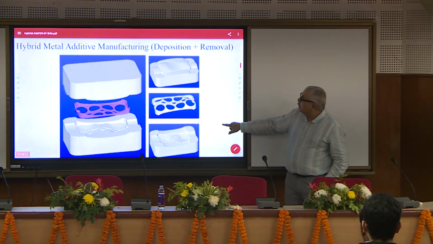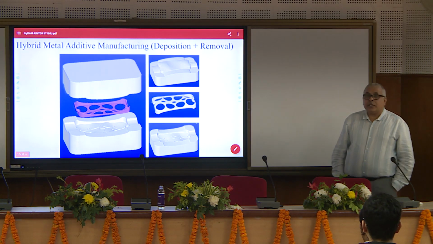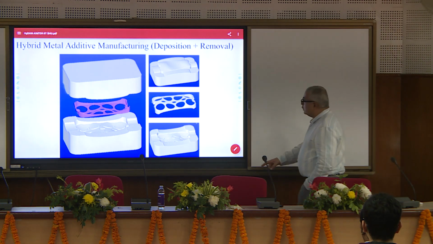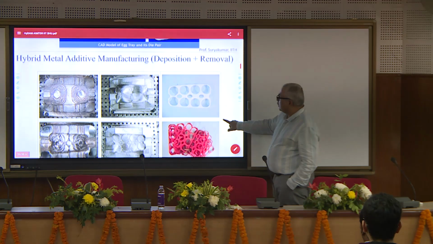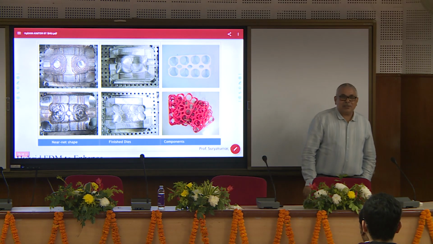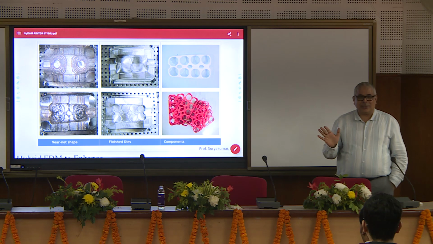Now, this is one of my colleagues who has done this. He deposited by additive manufacturing an injection mold and machined it. This is in use to make the egg tray. My colleague Professor Surya Kumar. Okay. So now you can clearly see the components produced by using this combination of additive and removal processes.